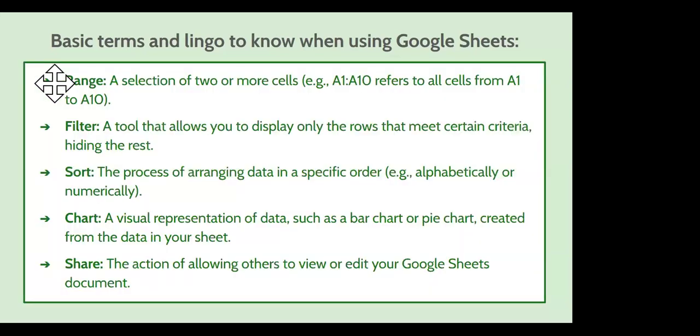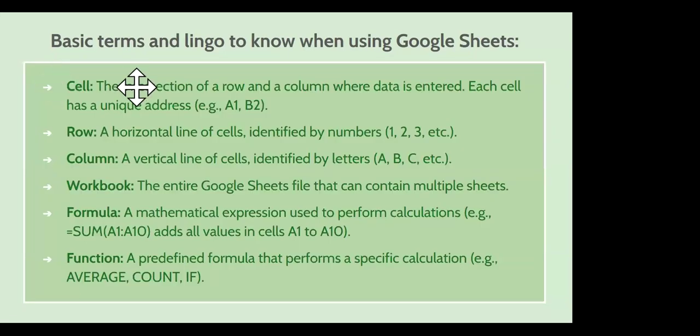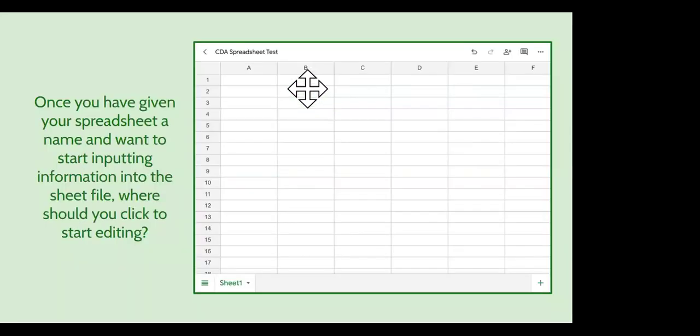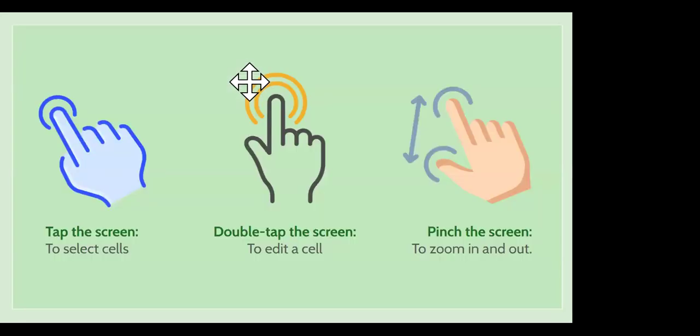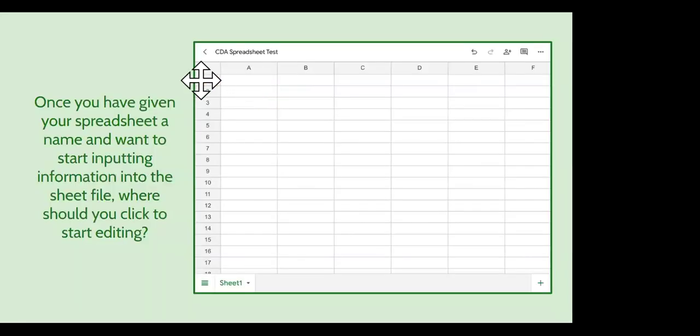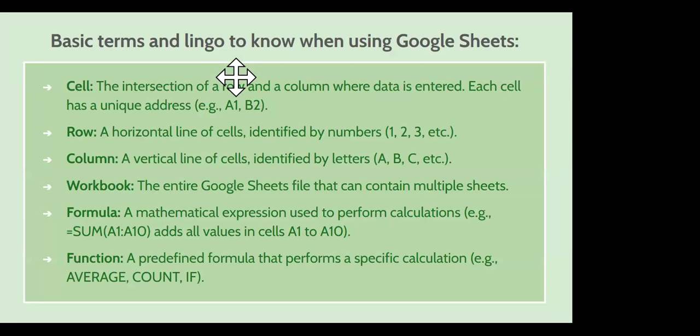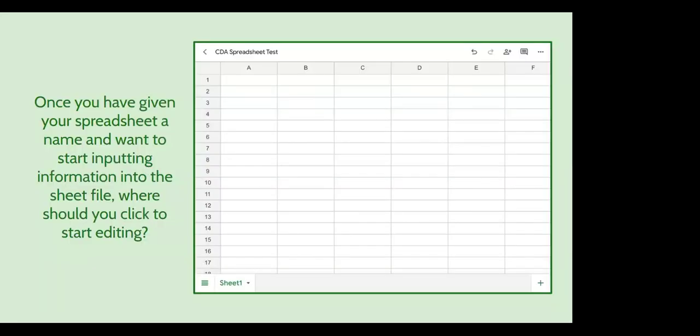You have cell. So cell is the intersection of a row and a column. So for example, here, if I were to stand by number 1, my cell is E1, right? If I were to stand here, it is B1. If I were to stand right here, it is column C and row 3. So that is what a cell is.